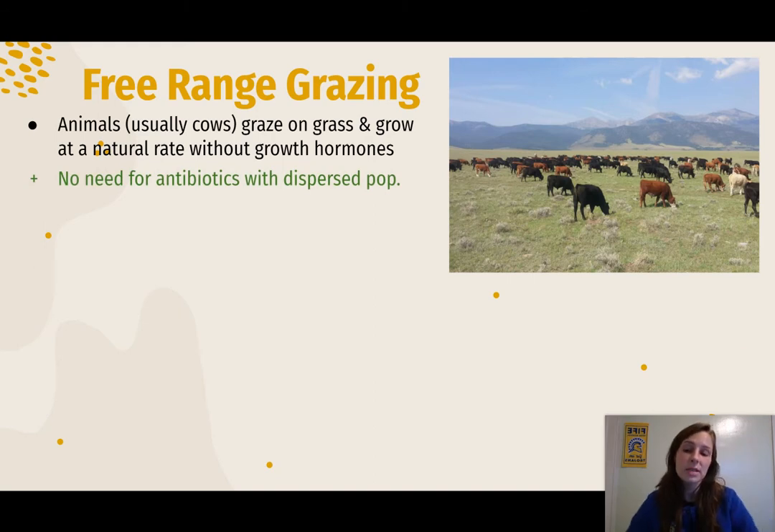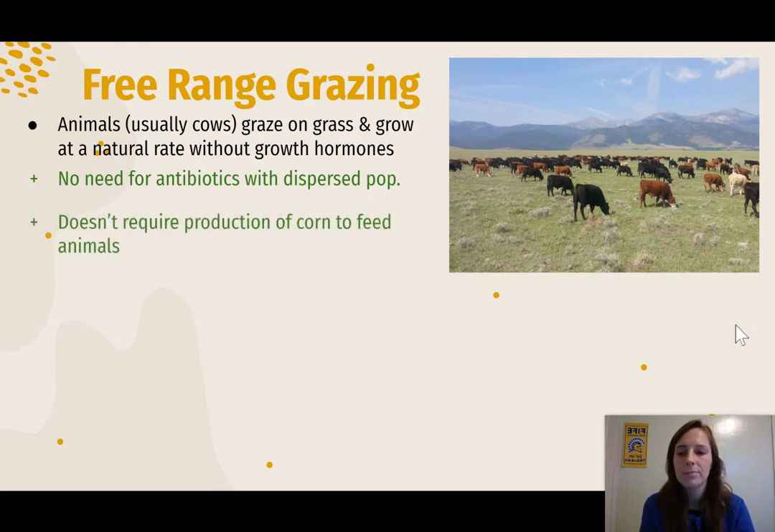So this is what it would look like for free range grazing cows. Now, one of the benefits of this is, in addition to not using growth hormones to pump them up, you also don't need to use antibiotics because they are a more dispersed population. You're not going to have disease just ravage an entire population because they're in a healthier, spread out area. You also do not need to produce corn to feed these animals. That's all the things that come with corn production, like potential pesticides, using up water, the land, all of that. You don't have to make that because they're just eating off the land as it is.